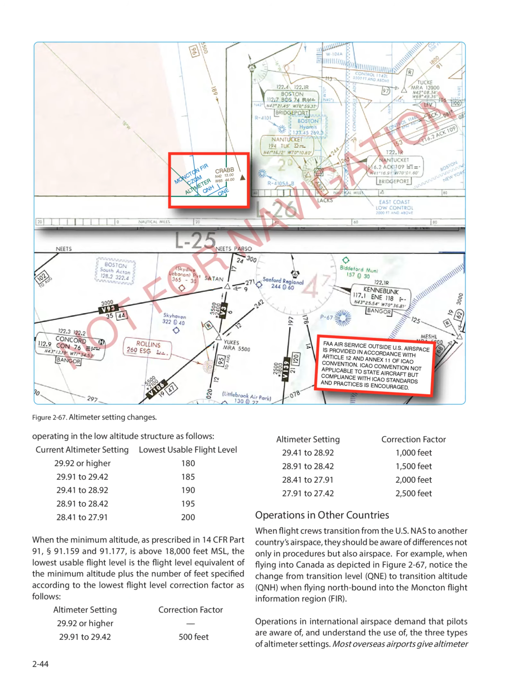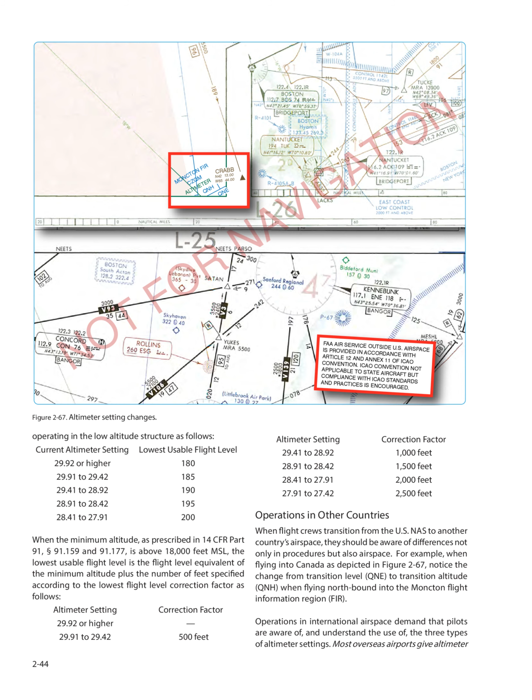Operating in the low altitude structure as follows: current altimeter setting, lowest usable flight level: 29.92 or higher, 29.91 to 29.42, 29.41 to 28.92, 28.91 to 28.42, 28.41 to 27.91; flight levels 180, 185, 190, 195, 200.